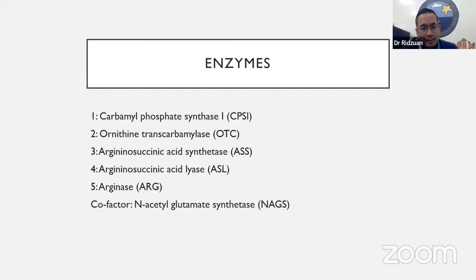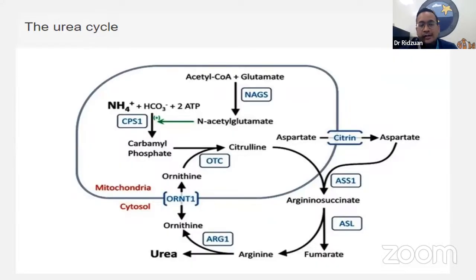OTC is under urea cycle defects, as I mentioned before. There are 5 enzymes with 1 cofactor involved in the urea cycle. The urea cycle begins in the mitochondria of the hepatocytes and ends in the cytoplasm. The first step involves the conversion of ammonia into carbamoyl phosphate via the enzyme CPS1. After that, carbamoyl phosphate and ornithine combine to form citrulline via OTC.